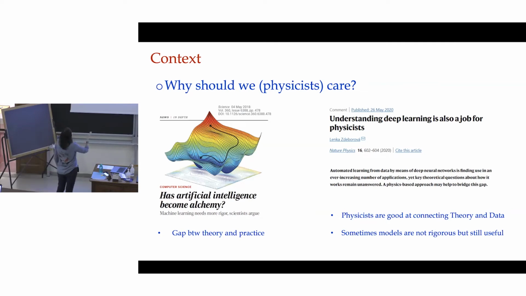But there are other reasons. The other reason is that the phenomenon itself is quite intriguing and it's very interesting. And I think as physicists, we're quite good at connecting theory and data. And in particular, many times, right? Not sometimes, but many times our models are not that rigorous, but they are still very useful. So I guess we can really help to fill this gap. Until we have a theory of deep learning, we can do some phenomenology of deep learning.